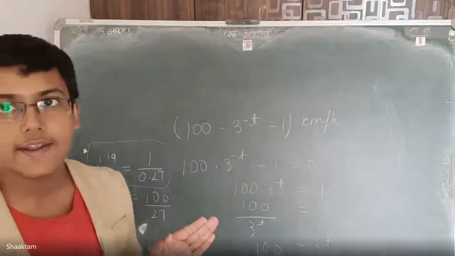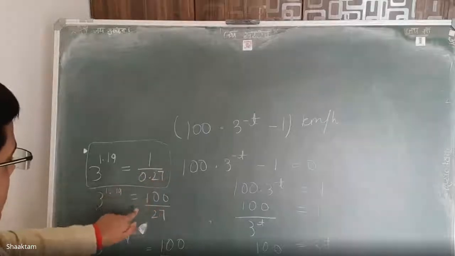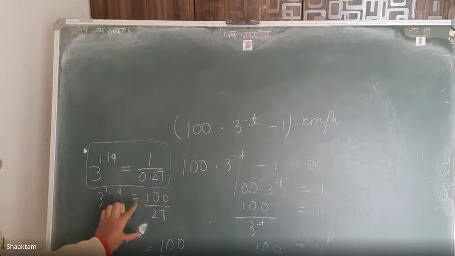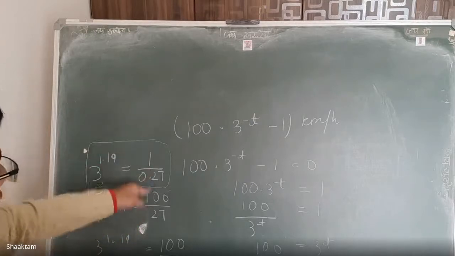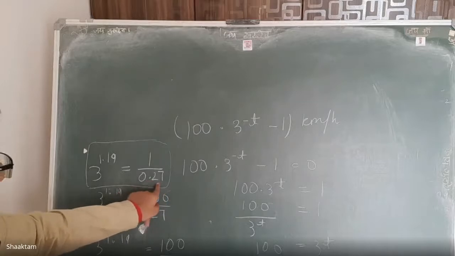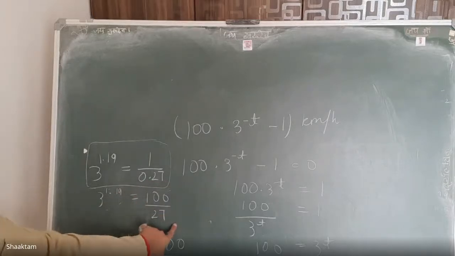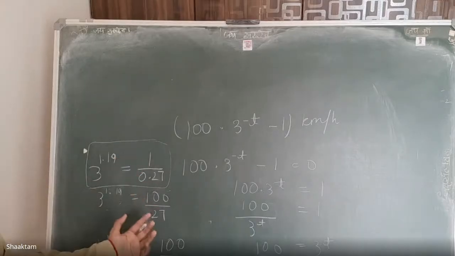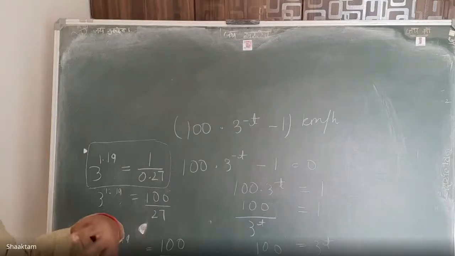Now, you know dividing decimals, right? Dividing decimals means that if you want to make the denominator a natural number, you'll have to multiply the numerator by 100. Why? Because this is 0.27, and when I move 2 places, I'll get 27, which is a natural number. And the numerator has to compensate for that. Because if I say 1 by 0.27 is 1 by 27, that is not possible. That is not mathematics.